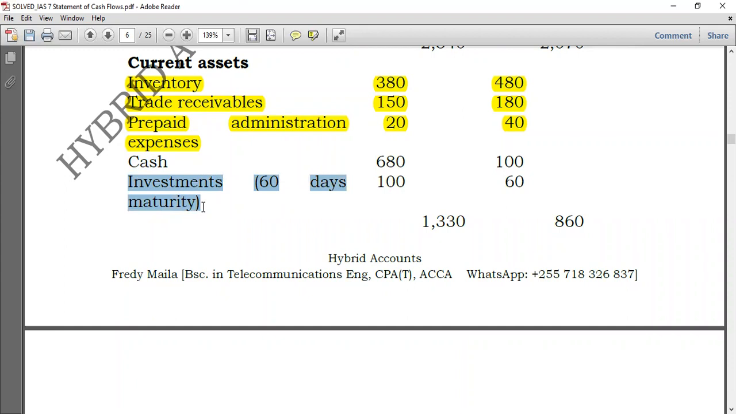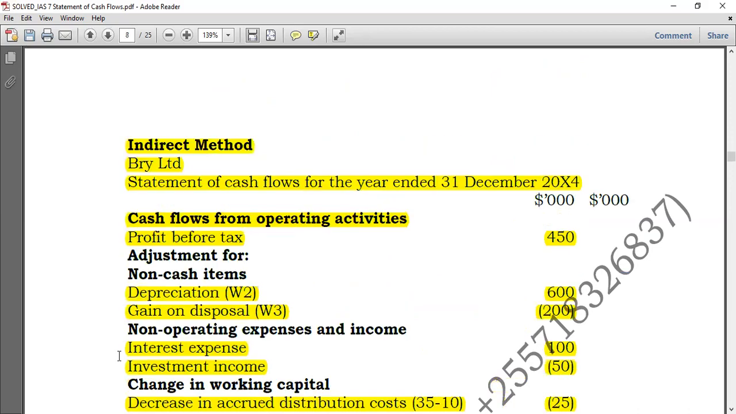Any investment with a maturity not in excess of 3 months or 90 days is regarded as a cash equivalent. So both cash and investments are regarded as cash and cash equivalents. So you just take the opening balance, 160, which is 160, 680 and 100, you get 780. And you just go and plug them down.